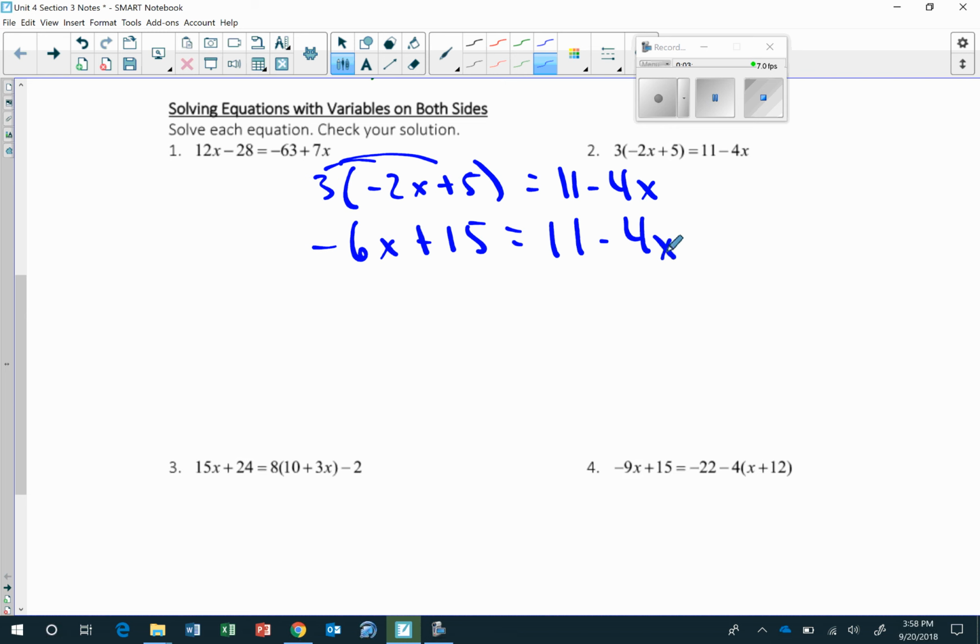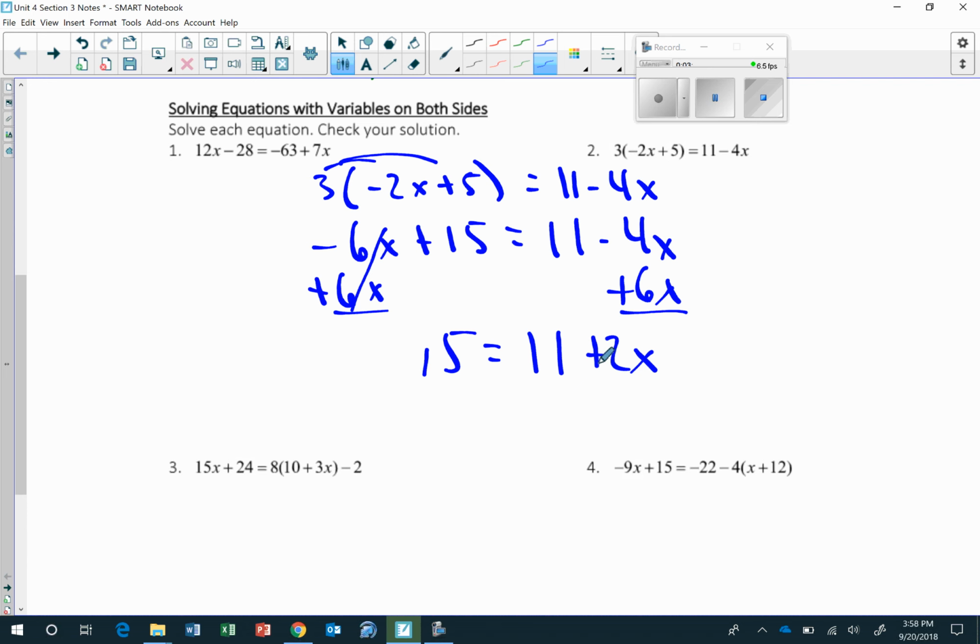Now, on the first one, I subtracted 7x from both sides. I also could have subtracted 12x from both sides. I just wanted to work with positive coefficients. So in this case, I have negative 6x on the left and negative 4x on the right. So I need to pick one to add to both sides. I'm going to add 6x to both sides because when I work that out, I'll be left with a positive coefficient.